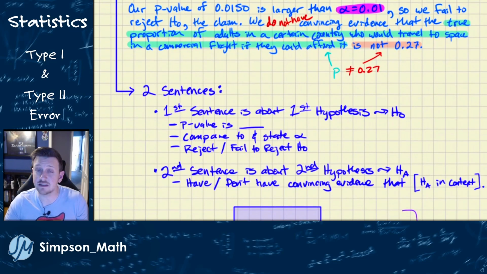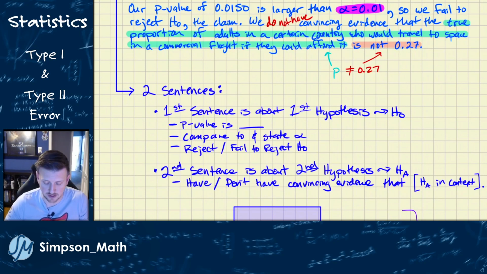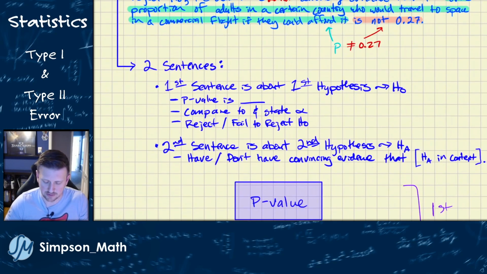So again, I have two sentences. The first sentence is about the first hypothesis, the null hypothesis. So we're going to state what our p-value is. We're going to state our alpha and compare it, to say the p-value is either bigger or smaller. And then based on it being bigger or smaller, we'll reject or fail to reject the null. Then our second sentence is about the second hypothesis, the alternative hypothesis. And we either have or we don't have convincing evidence about the alternative.